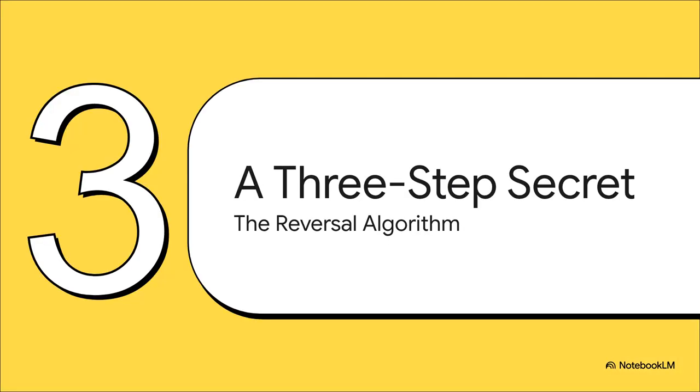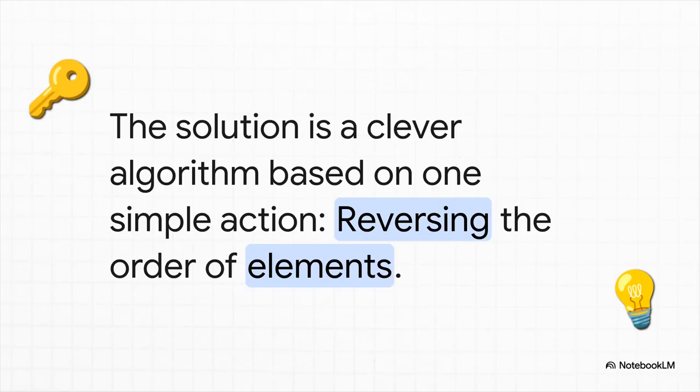All right, so how in the world do we solve it? Well, it turns out there's this beautiful 3-step algorithm. Let's pull back the curtain on this little secret. The key to this entire puzzle is a single, simple action: reversing the order of elements. Now, I know what you're thinking. That sounds strange, right? How does reversing things help us rotate them? Just stick with me here. It's all about to make perfect sense.